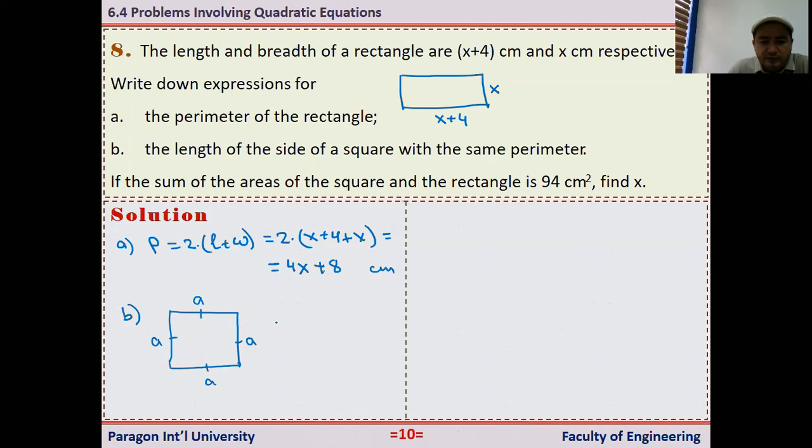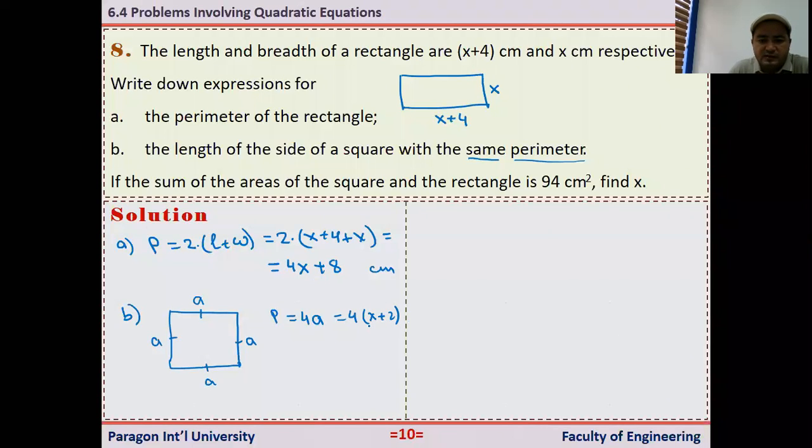Okay, here the perimeter is the same. What is the perimeter of the square? It is 4a. And it says the length of the side of a square with the same perimeter, right? So these two perimeters are equal. This rectangle and square have the same perimeter. And what is the perimeter of the rectangle? It is 4x plus 8.